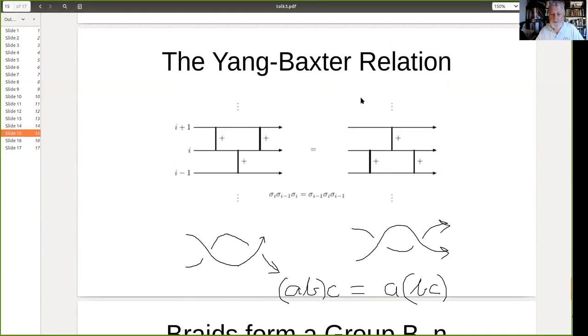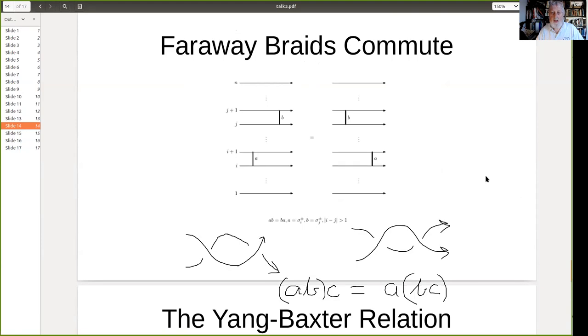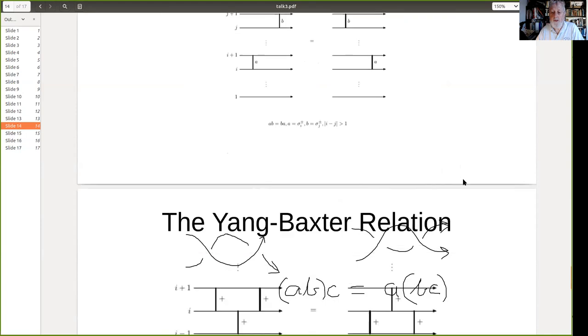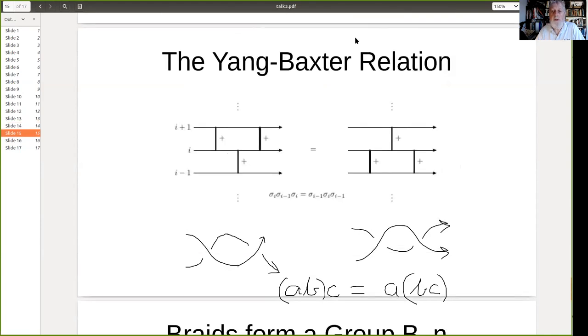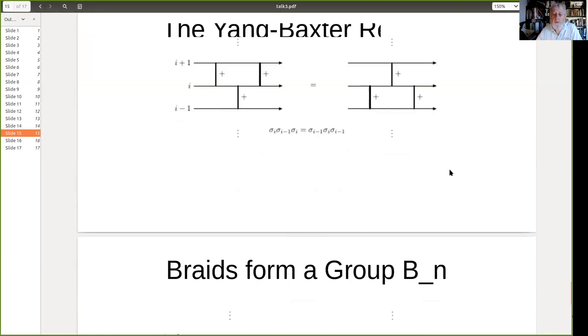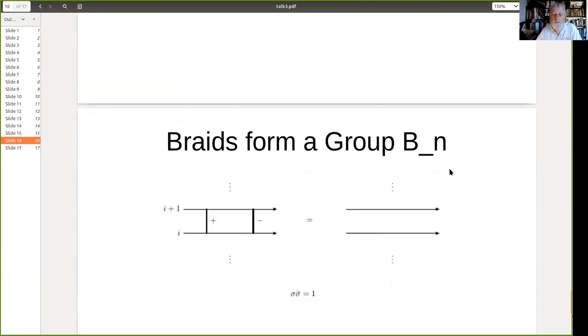Which is the Yang-Baxter relationship here. And we have that faraway braids commute. So those are the conditions. So let's clear all drawings. And we have a group BN.